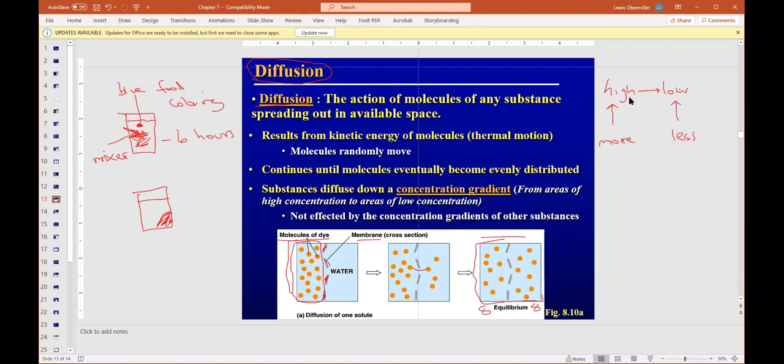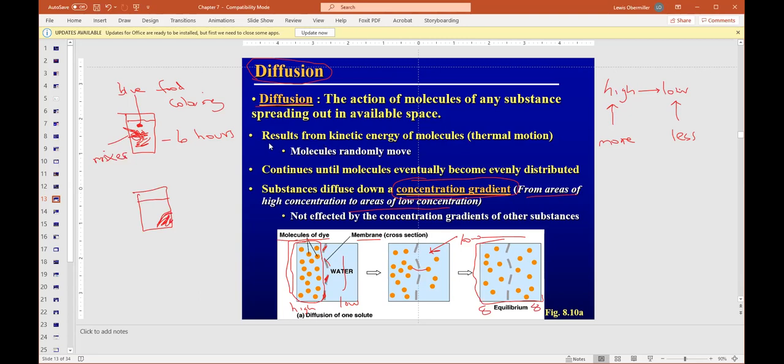A high concentration to this side's low concentration. There's no dye molecules here. Low, high. So things move from high to low. And we call that a concentration gradient. That means it goes from high to low. It's just a term scientists use.